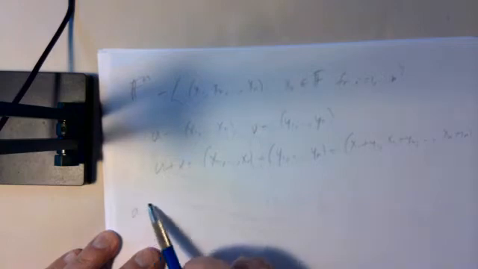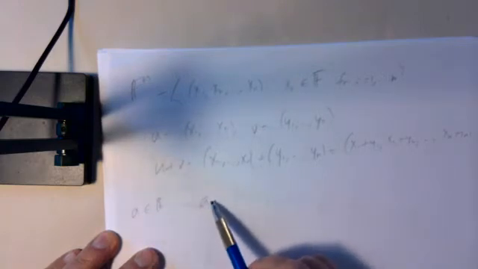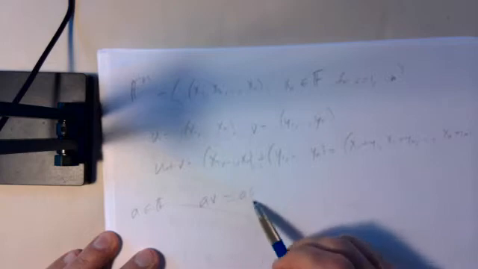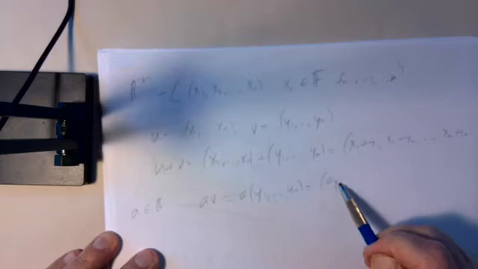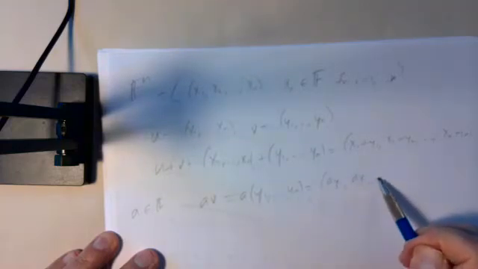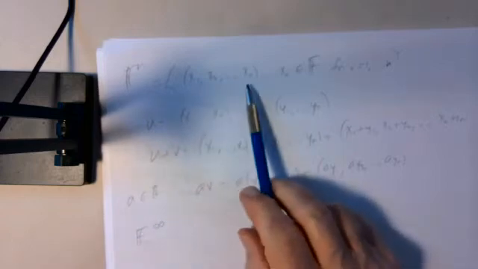And if we take A in the field, A times the vector V, that's A times (y1, up to yn), you just multiply every coordinate by the same number A. So this is one very important example of a vector space. And F can be the real numbers or the complex numbers. And if you want to get carried away, you could also think about F infinity. So these are vectors of length n.